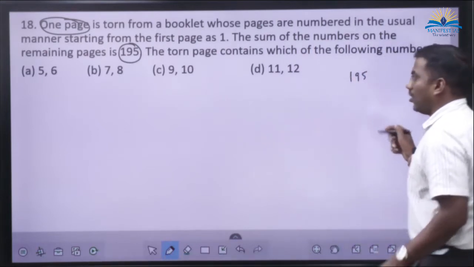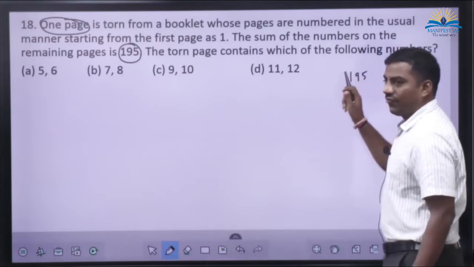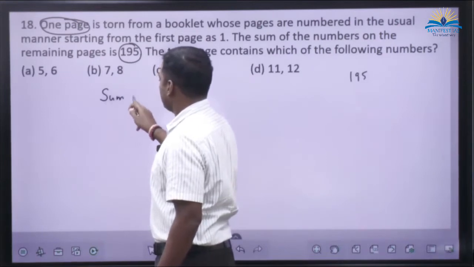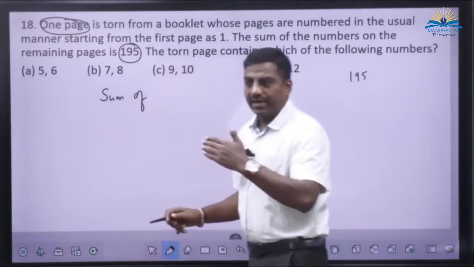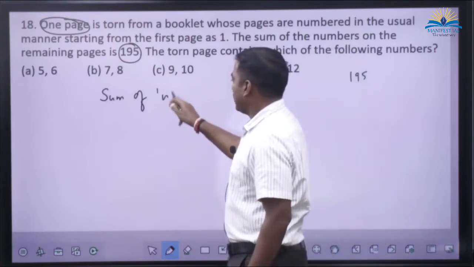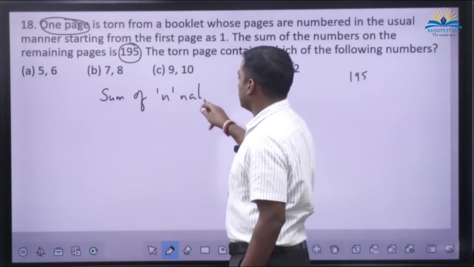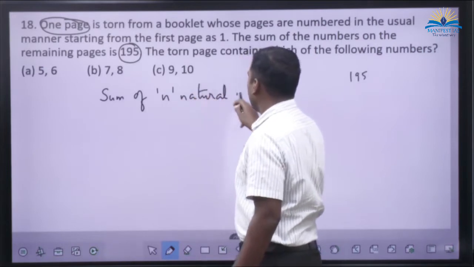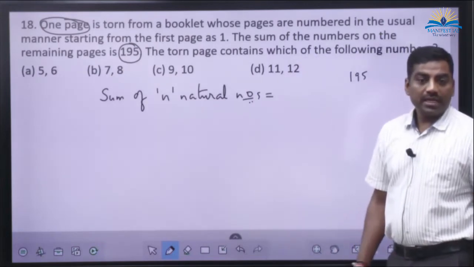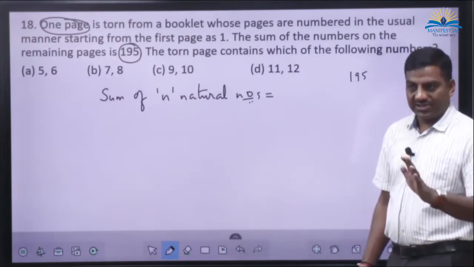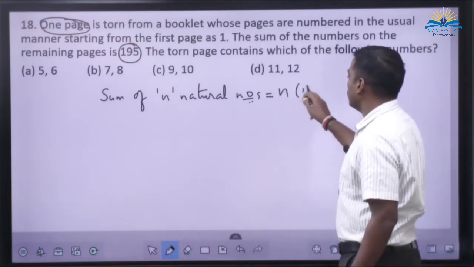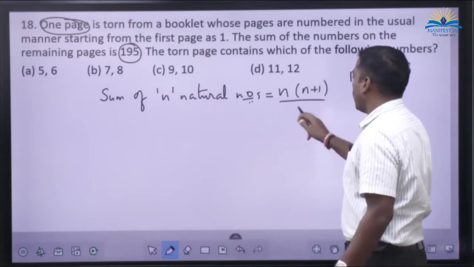Now, when we are calculating the sum of numbers starting from 1, what did I tell? The sum of n natural numbers, from 1 to n. How do we calculate? n plus 1 by 2 is the average. Sum means n into n plus 1 by 2. Yes or no?